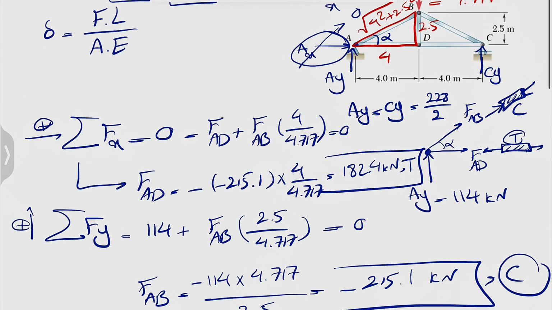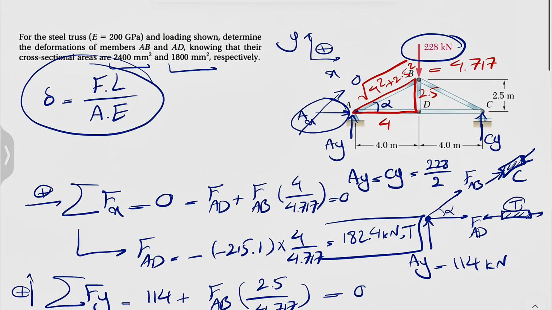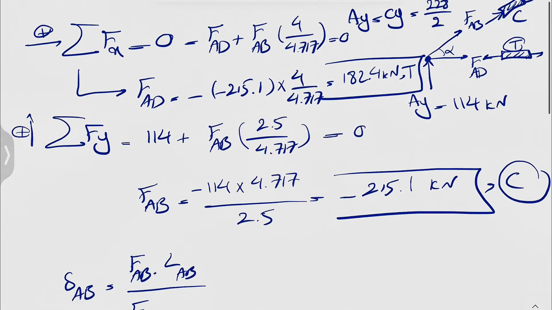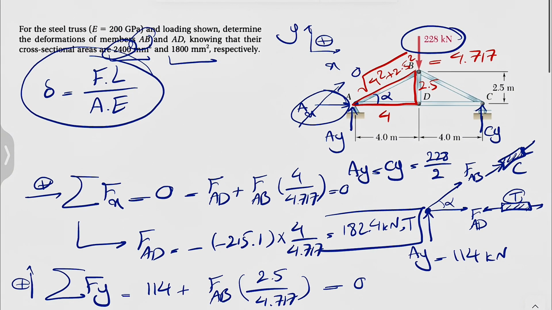So the rest of this is pretty easy. You just have to put these forces in our formula in here and we can figure out each of the answers. So let's start with the deformation of AB, which again is going to be the force in AB, length of AB, the elastic modulus is the same, and the area that we have for AB, if you look at that, we'll see it's 2400 millimeters squared. So for the force, we're going to have negative 215.1. I'm just going to multiply this by 1,000 to get it in Newton. The length of AB is basically the hypotenuse of this red triangle that I showed in here.